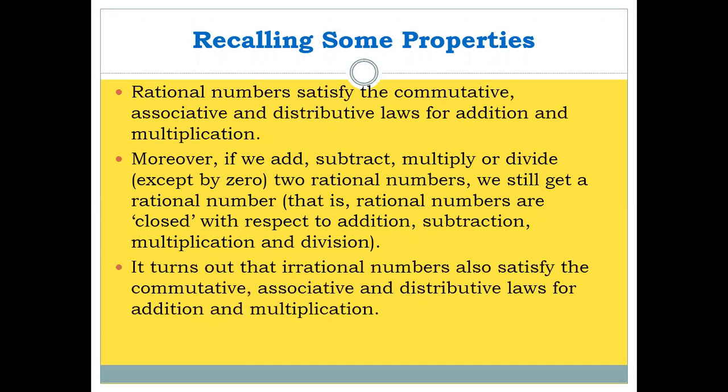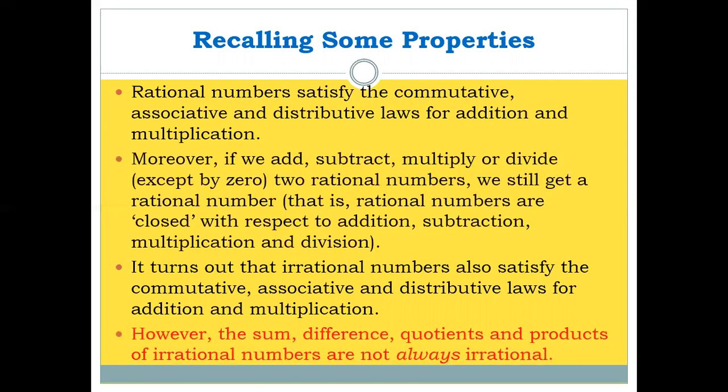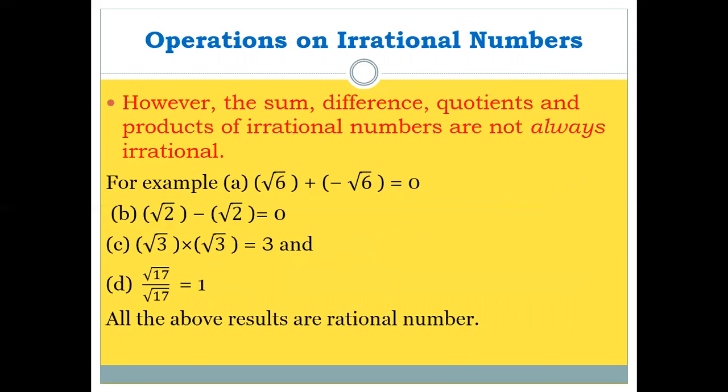It turns out that irrational numbers also satisfy the commutative, associative, and distributive laws for addition and multiplication, but the sum, difference, quotients, and products of irrational numbers are not always irrational. Whenever you do division or multiplication with irrational numbers, it's not necessary that the result will always be irrational. So next, we have the operations on irrational numbers.